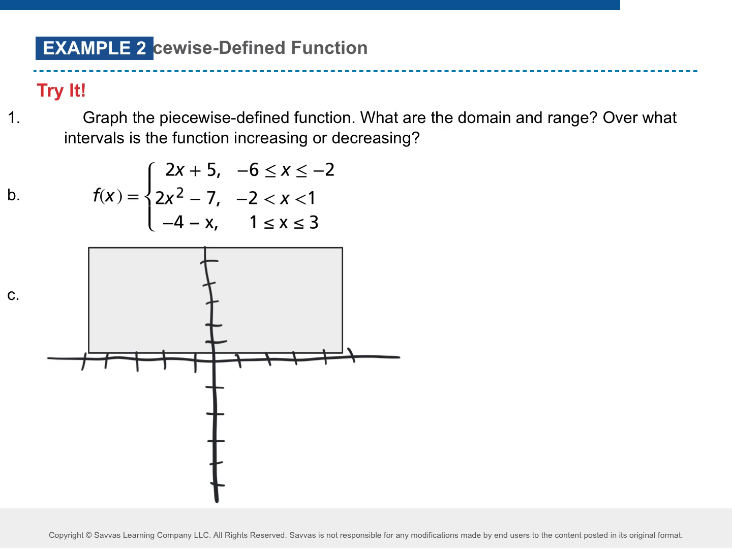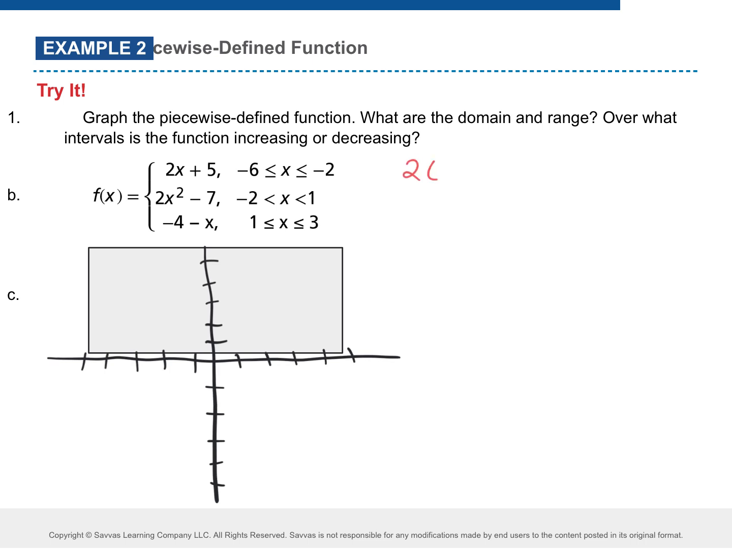Is negative 5 in between negative 2 and 1? No. Is negative 5 in between 1 and 3? No. So we're picking this one. Does everyone understand why I picked this first interval? Negative 5 is in between negative 6 and negative 2. So since I picked this first interval, what equation am I going to use? 2x plus 5. Yes. So I'm plugging in negative 5.